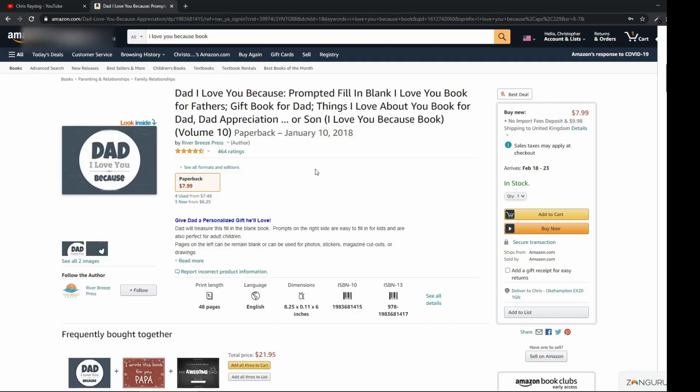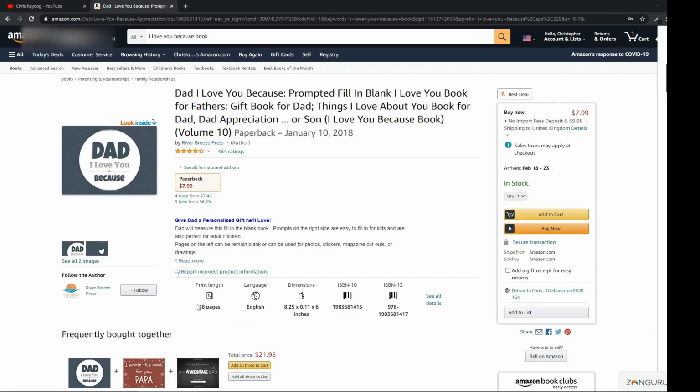So with a prompted book like this, you can obviously target. So they got Dad, I Love You Because, but you could do Mom, I Love You Because, Mum, I Love You Because, which in the UK. Granddad, I Love You Because, Grandma, I Love You Because, Sister, I Love You Because, Brother, I Love You Because, etc, etc, etc. You can target all those different people, and what's great is I would go ahead, and if you do this route of like targeting multiple people, I would change the interior slightly if you can.